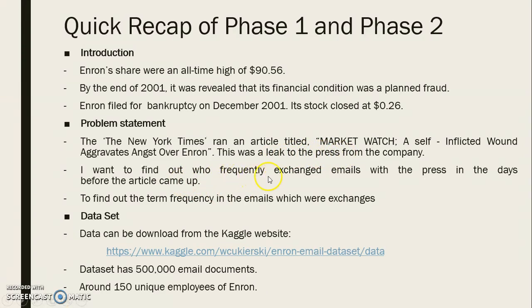And I want to find out who frequently exchanged emails with the press in the days before the article came up. The data set involves around 500,000 email documents as previously mentioned, and around 150 unique employees of Enron have exchanged the emails, and most of them are from the senior management.